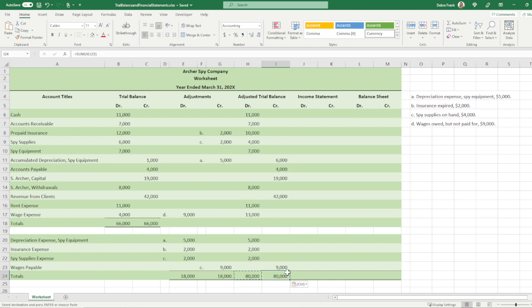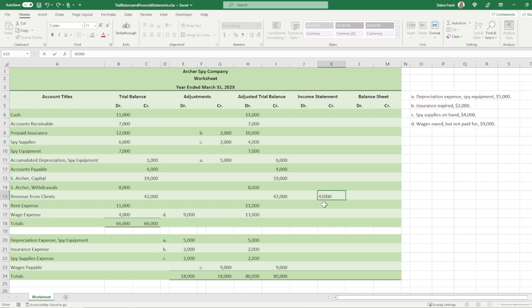So now let's do the income statement and the balance sheet. So let's bring those over. So first we're going to do the income statement. Well, what's on the income statement? Only revenues and expenses. So any assets, liabilities, or the capital, we're not going to bring those over. We're only going to bring over our revenue and expenses. So let's jump all the way down to revenue from clients right here. And so our income statement column starts off with the ending credit balance of 42. So we're just going to bring over that 42 to our income statement.